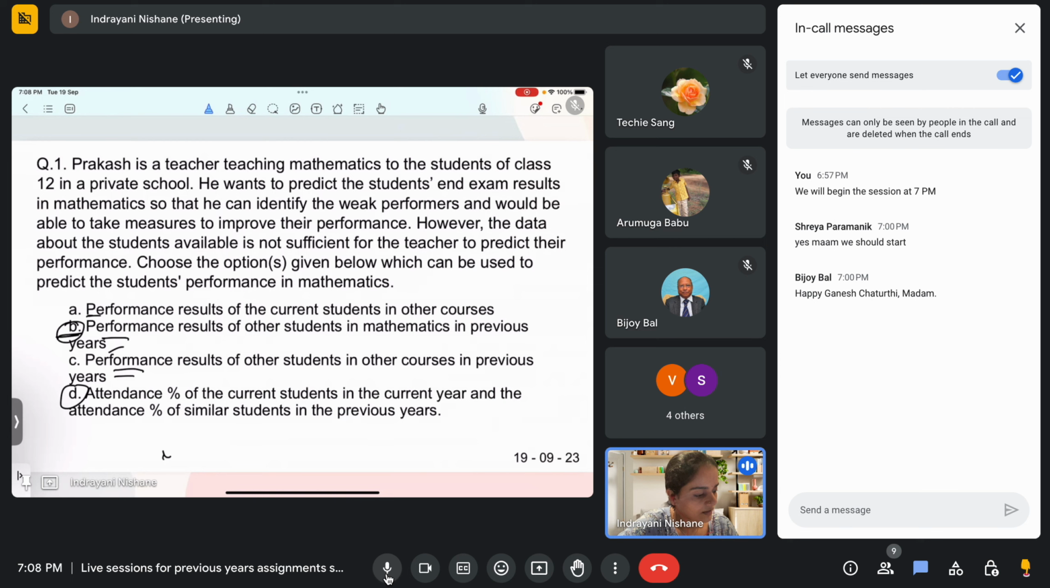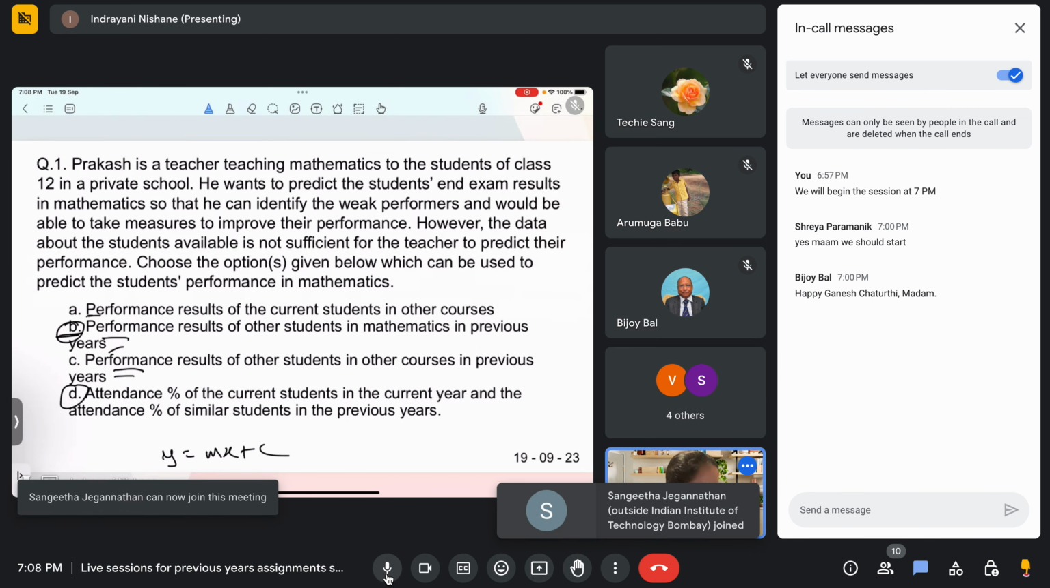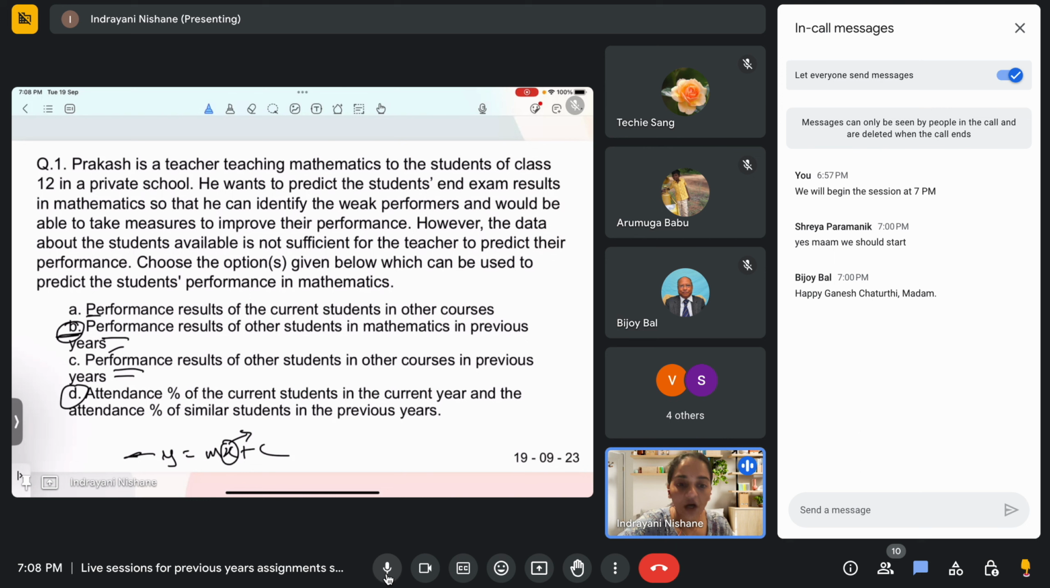When we say this equation y is equal to mx plus c, this is the independent variable, but this is the dependent variable. So this dependent variable could be historical performance, like what is the historical performance of other students for that particular course. That will tell us on which topics students generally have difficulty. That generalized idea will be given by this option, like in the past what was the performance of students.